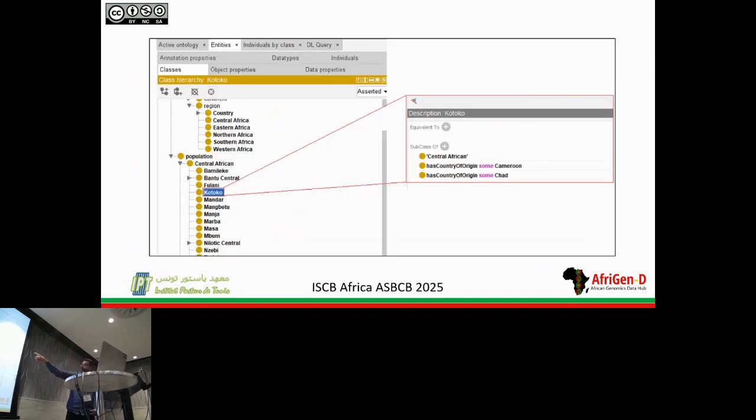So the description, so Central African, they're part of Central Africa, and there are some in Cameroon and some in Chad. So this is the difference between a classic classification and an ontology. So you have this relationship and you have the definition of this relationship.